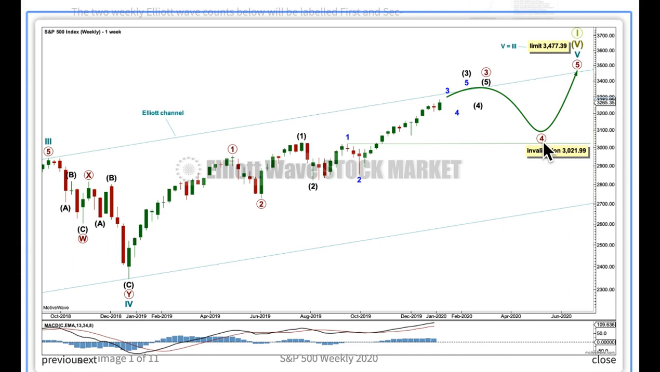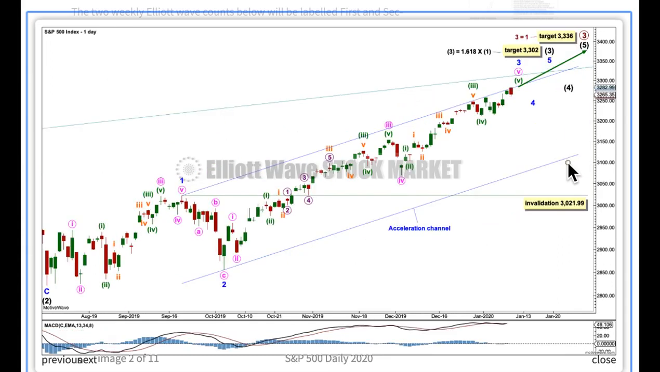Primary 4 may not move into primary 1 price territory, but before that, intermediate 4 may not move into intermediate 1 price territory, but before that, minor 4 may not move into minor 1 price territory, below this now invalidation point. At the daily chart level, here is the start of intermediate wave 3. We're looking now at the middle of this third wave.